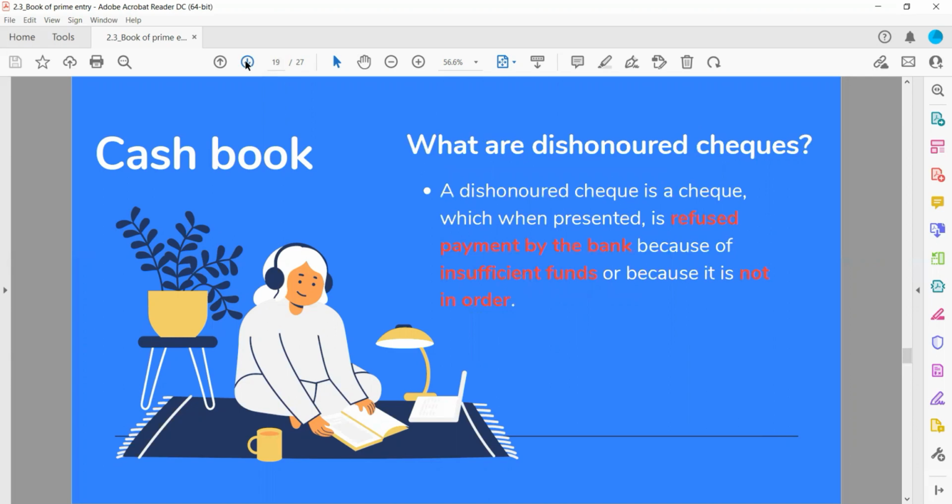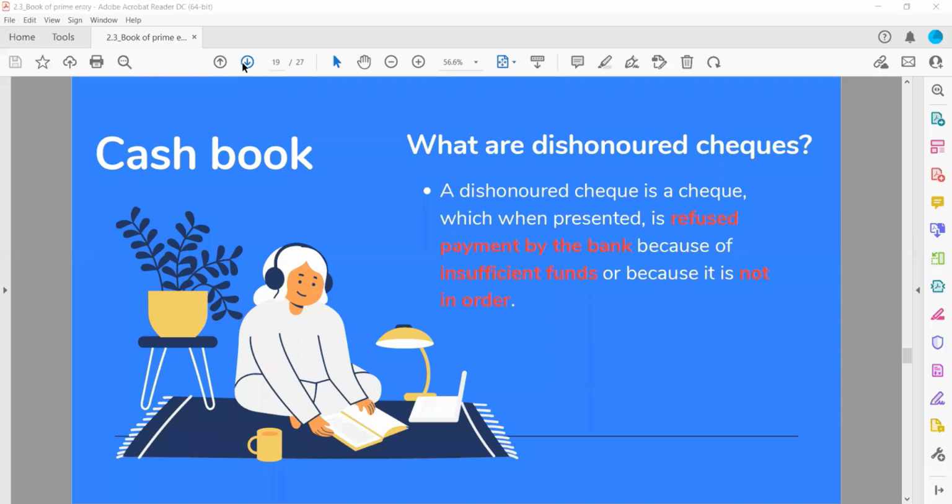In the cash book, sometimes we will see the dishonored cheque. A dishonored cheque is a cheque that the bank refused to pay when we gave it to the bank; the bank rejected it. Maybe due to insufficient funds, there are many reasons why the bank refused. One of them could be insufficient funds, not enough money. Or maybe the way that we wrote the cheque was wrong. Wrong name or wrong number can also happen.